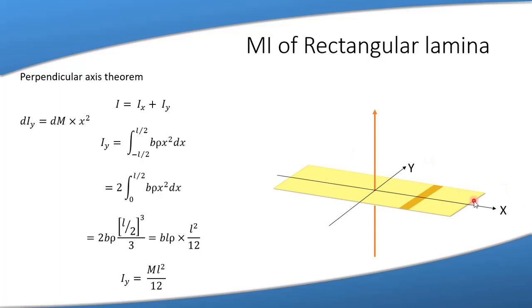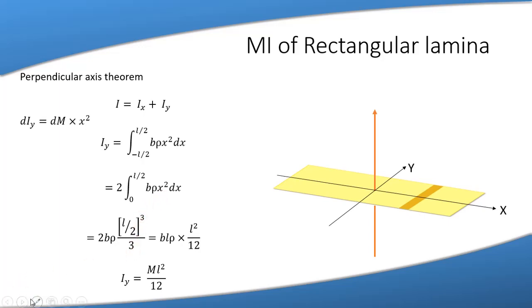Since it's a regular body, I can do that. Therefore, I take 2 out and say I integrate it from 0 to L by 2. The total moment of inertia about the axis y now is 2 times the moment of inertia of this part. On integrating, I know that x square with dx will become x cube by 3.